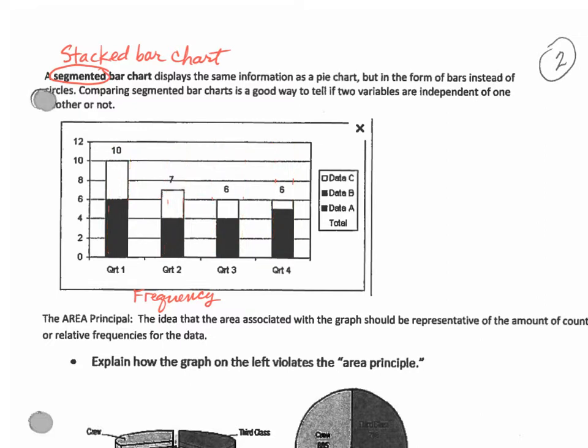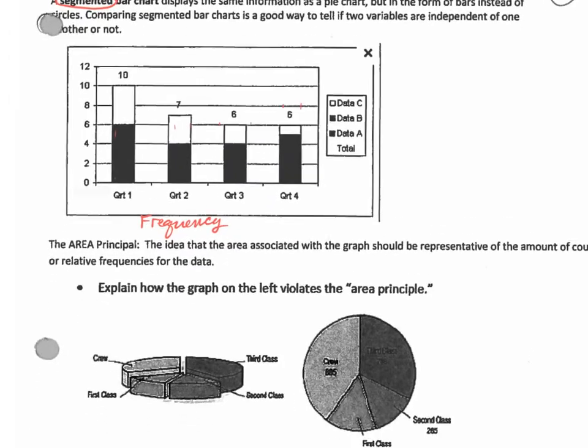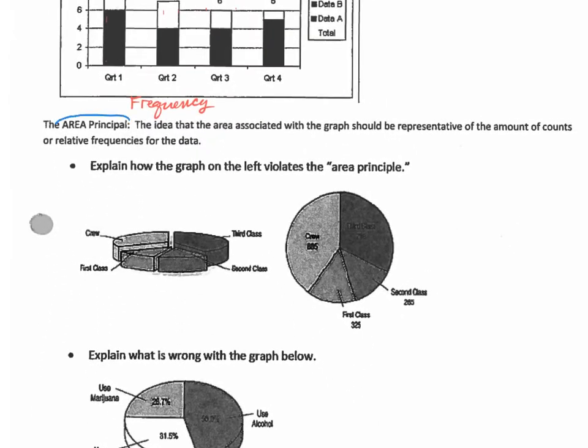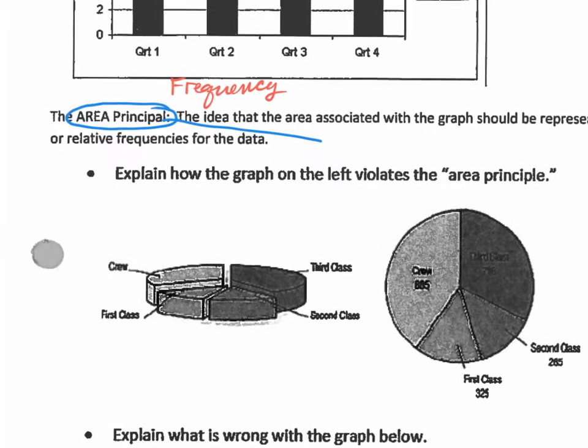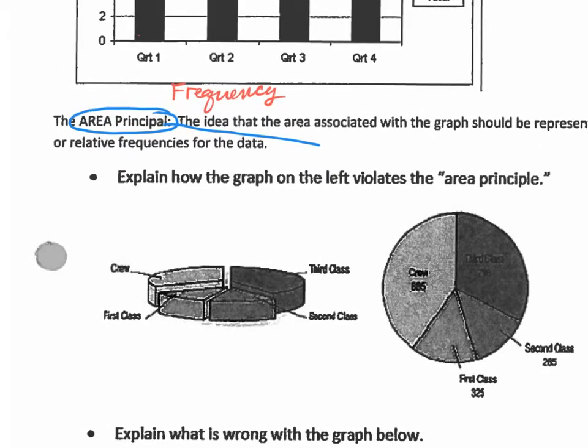Okay, moving on. Now, the next thing that we need to make sure that we address is to not violate this thing called the area principle. Area principle means that your picture does not accurately reflect the proportions of the data. So this means that your areas are misleading. They can draw you to an incorrect conclusion because they are not proportionate to what they are supposed to represent, to the actual amount.